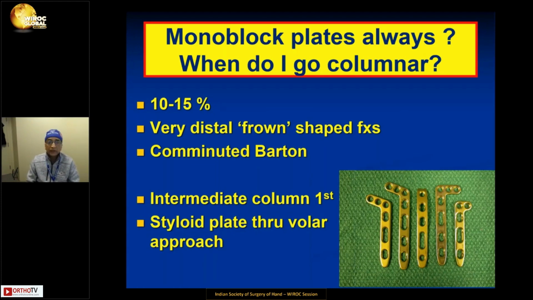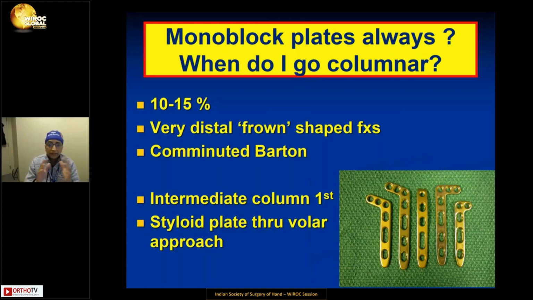So do I always rely on monoblock plates, or do I also use columnar fixation? I use columnar fixation about 10 to 15% of the time, usually for very distal frown-shaped fractures of volar comminuted Barton fractures. Now, you have to remember the basic principle of surgery when you're working in a bone that has a deep surface and a superficial surface. Always make it a point to fix the deep aspect first. That means you fix the intermediate column first and then come to the radial column.